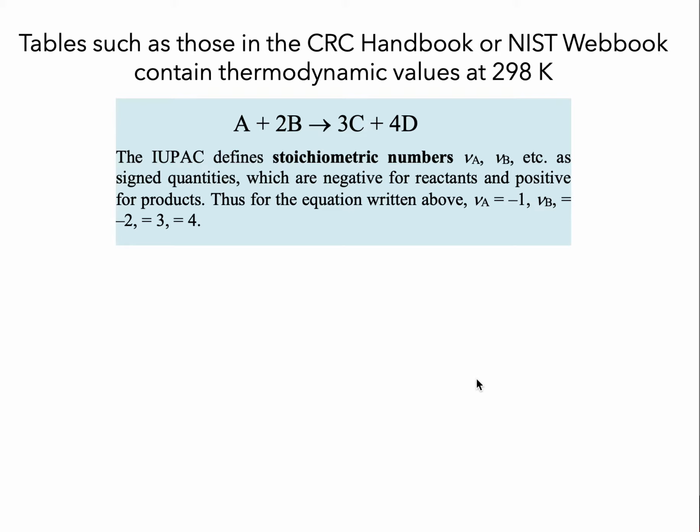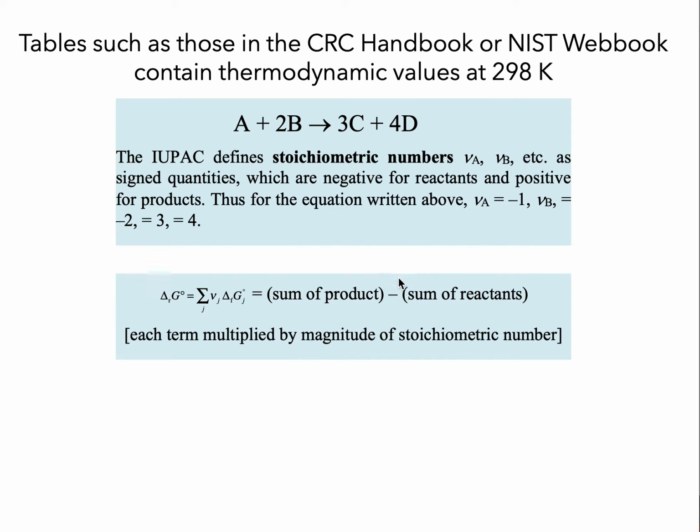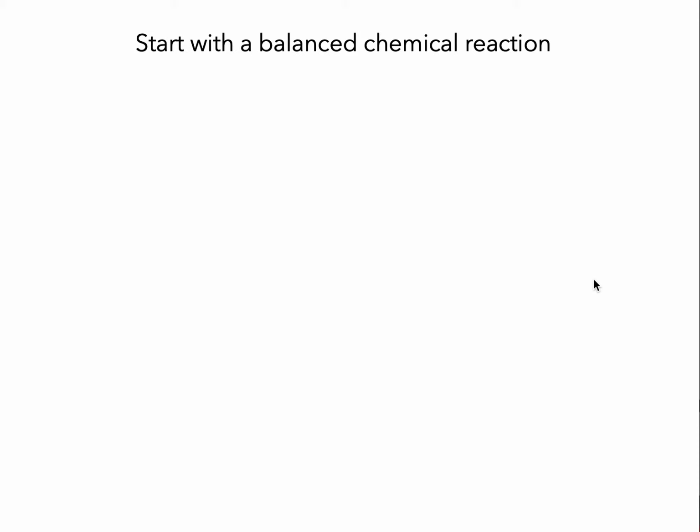To use these tables and equations, recall that IUPAC defines stoichiometric numbers as signed quantities, with products positive because they're formed during a reaction, and reactants negative because they're disappearing. Therefore, each one of these summations simply means that you subtract reactants from products. But don't forget to multiply each term by the magnitude of the stoichiometric number before you add and subtract. As always in thermodynamics, start with a balanced chemical reaction, including phase designations.